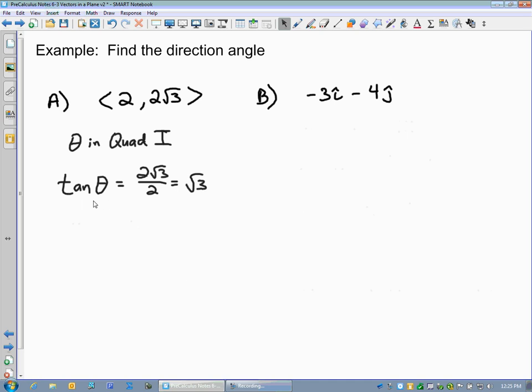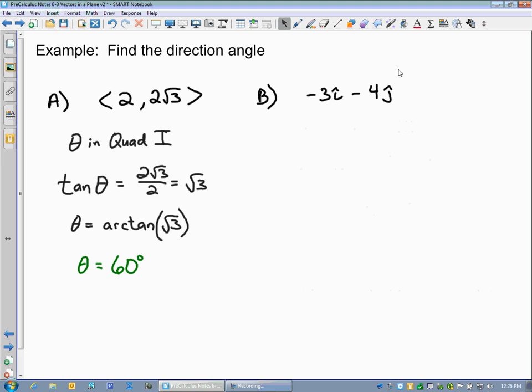But I don't want tangent of theta, I want theta. So I take the arctangent of both sides, and I'm going to get theta is equal to the arctangent of the square root of 3, which of course, hopefully you know by now, is 60 degrees. So theta equals 60 degrees.